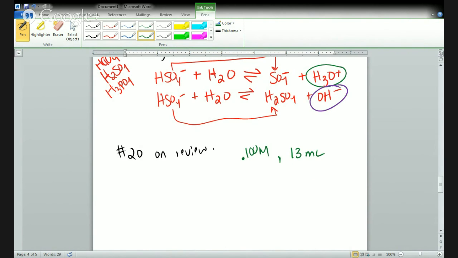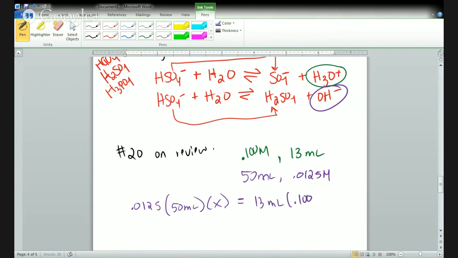The rest of the problem tells me that the volume of my acid was 50 milliliters and its concentration was 0.0125 molar. So I know that my acid information is 50 mL and 0.0125 molar. So we think about MaVa = MbVb. I know that the molarity of my acid is 0.0125. I know the volume of my acid is 50 milliliters, and I don't know my mole ratio. I know that the volume of my base is 13 mL, and I know that my molarity is 0.1 molar.